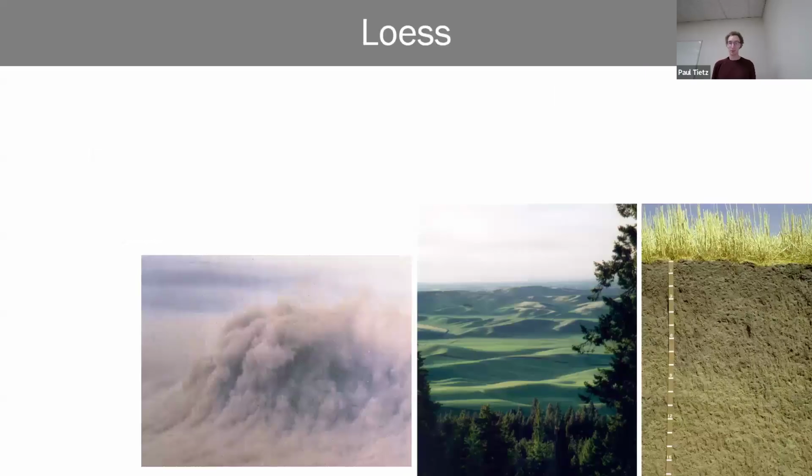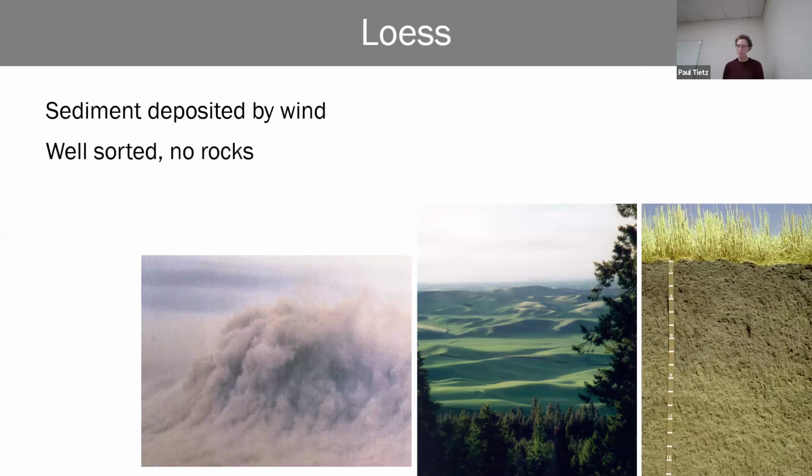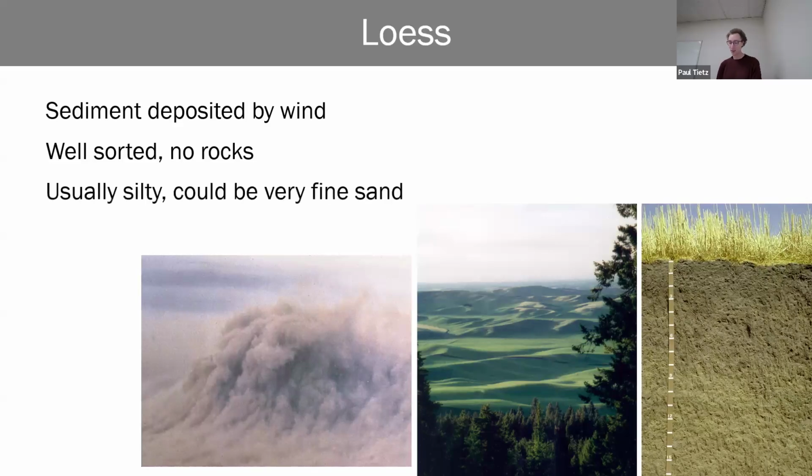Next is loess, probably the most important one to us on the Palouse set list. Any sediment deposited by wind. By definition, wind deposited sediments are extremely well sorted. There's going to be no rocks, because when you think of the amount of energy required by water to move gravel, big rocks, even more energy would be required for wind to do the same thing. So we have no rocks, usually very silty. It could technically be fine sand too, as less parent material. Important to us because it's what we have on the Palouse.